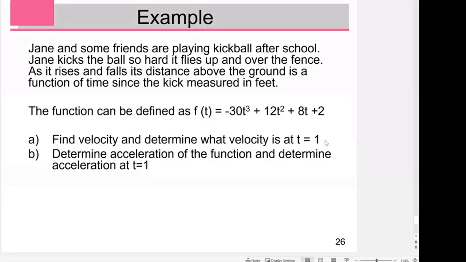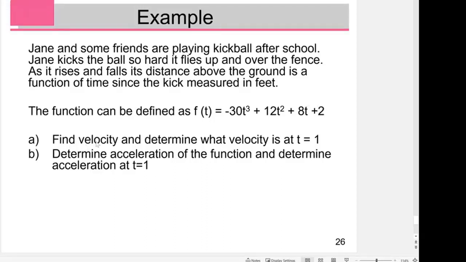Jane and some friends are playing kickball after school. Jane kicks the ball so hard, it flies up and over the fence. As it rises and falls, its distance above the ground is a function of time since the kick measured in feet. I have my original function.